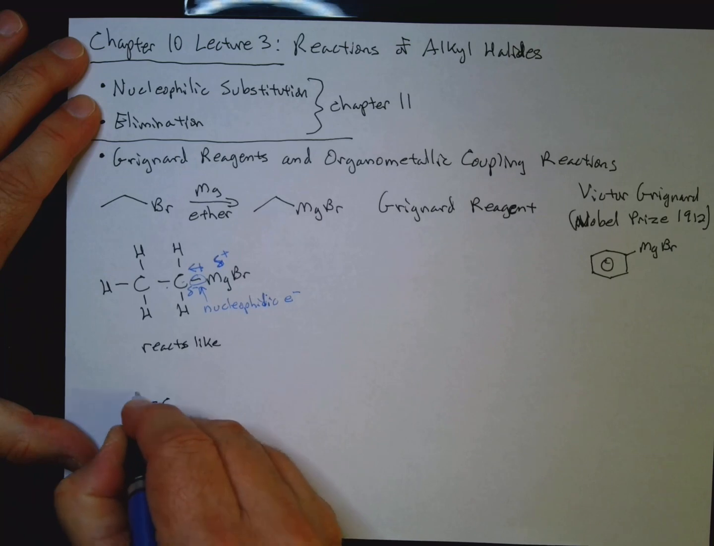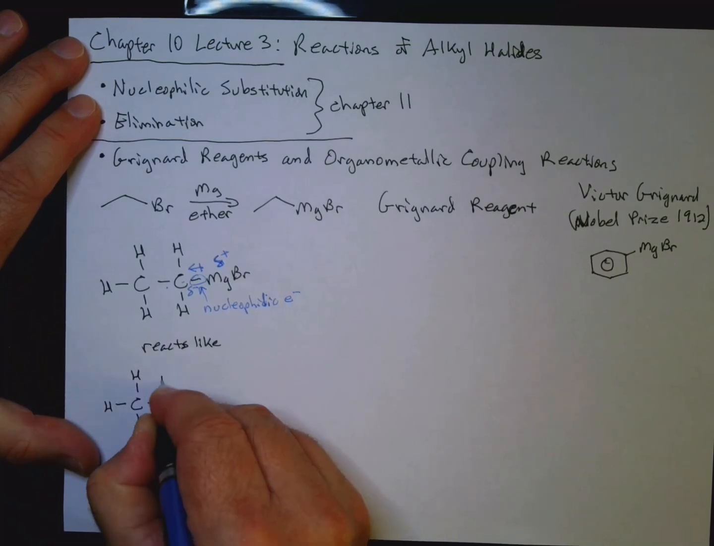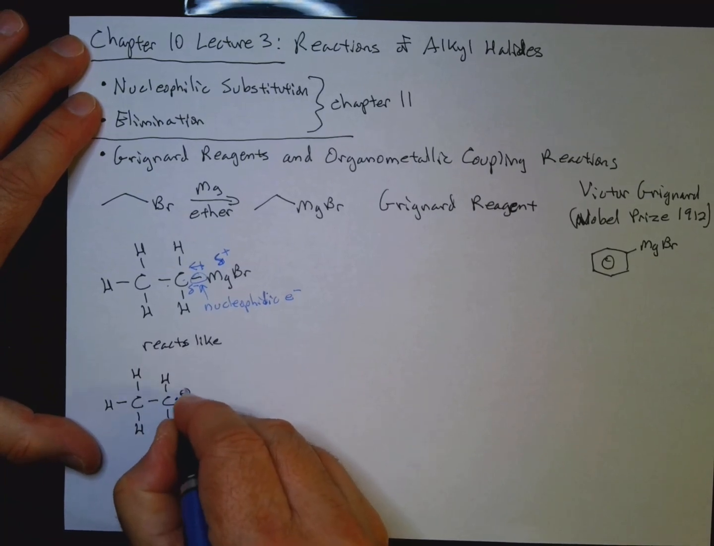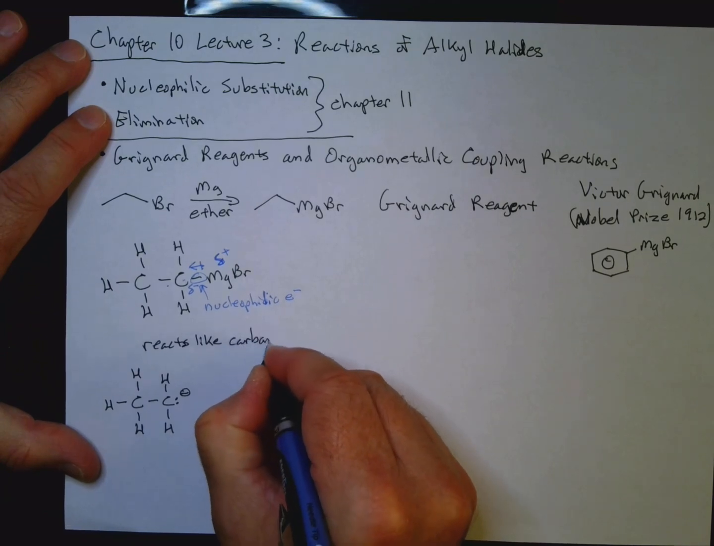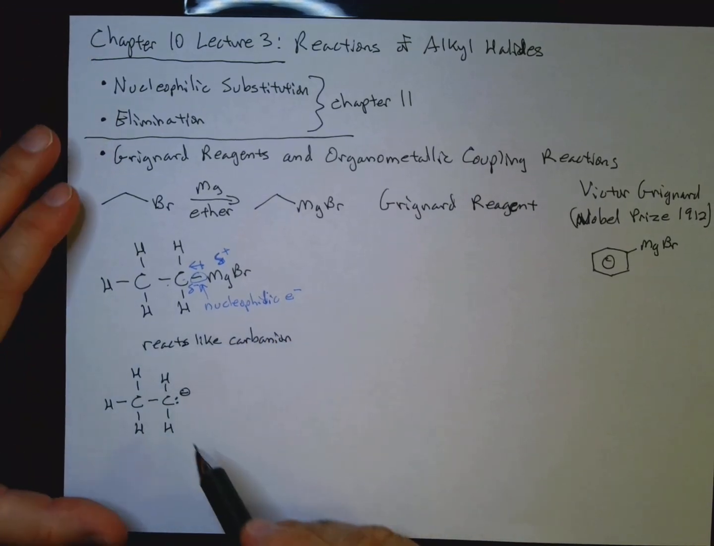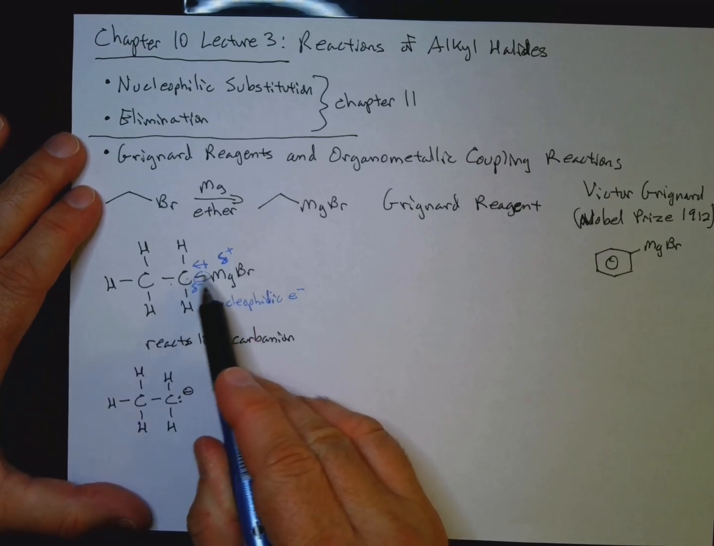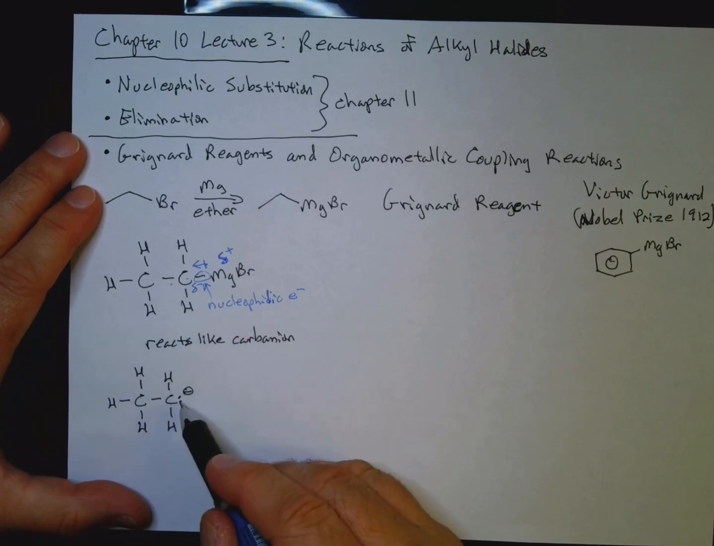In fact, I always found it helpful to think of Grignard reagents and other organohalides as reacting like a carbanion. Okay, so that carbon-magnesium bond there really functions like a lone pair with a negative charge. So this is highly nucleophilic. It's also very basic.